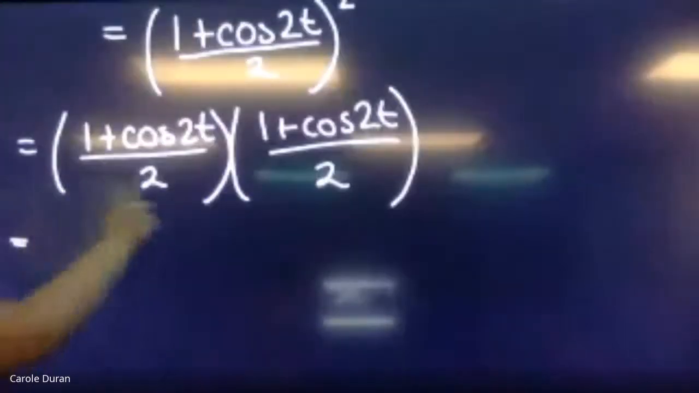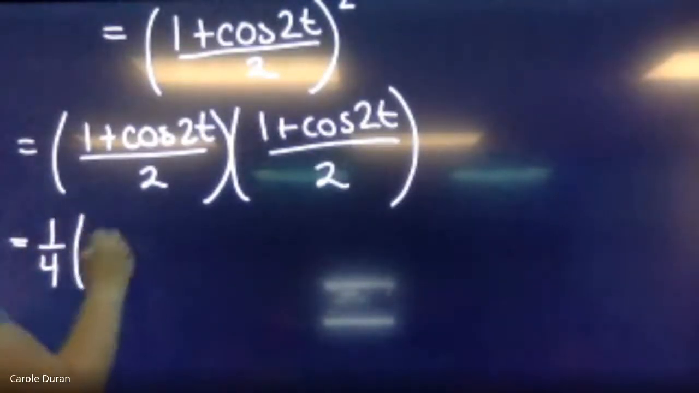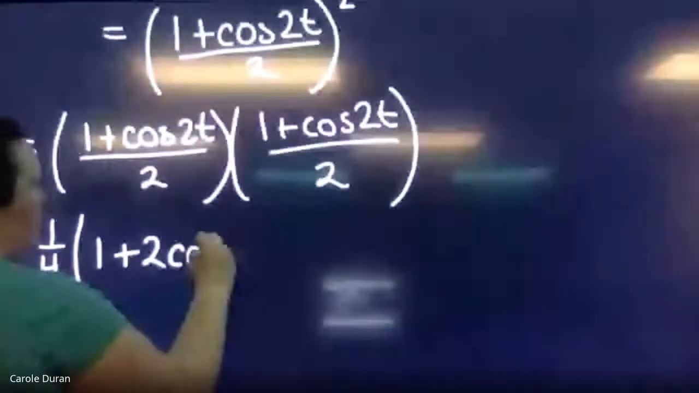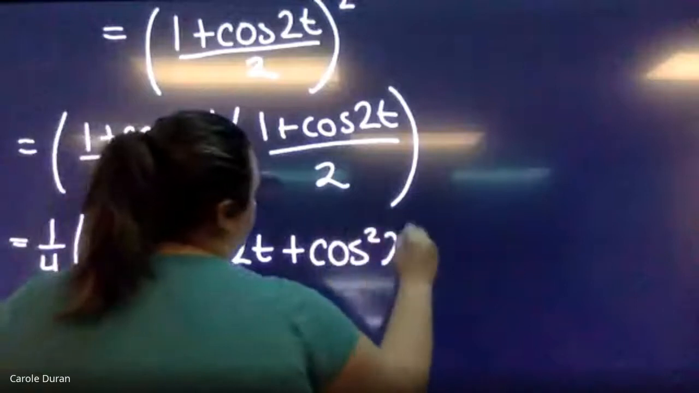When I do that, the denominators make 1/4, which I'm going to go ahead and put out front just to make it a lot easier. And then this becomes 1 plus 2 cosine 2t plus cosine squared 2t.